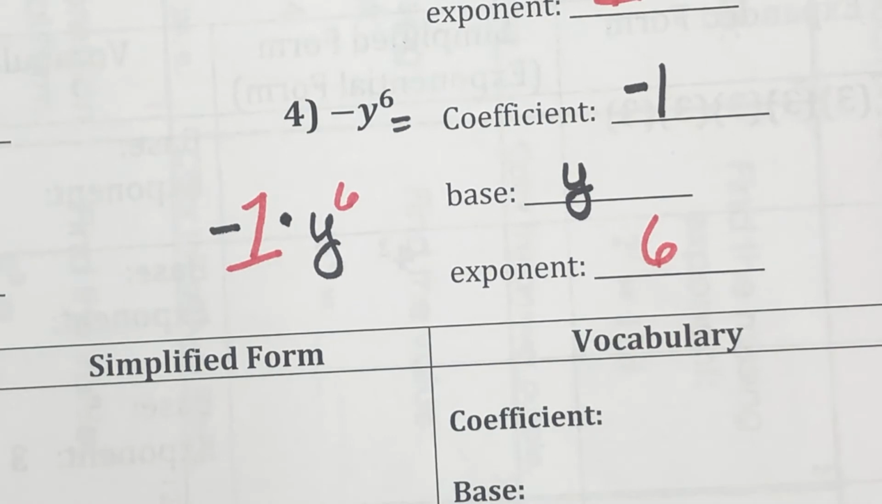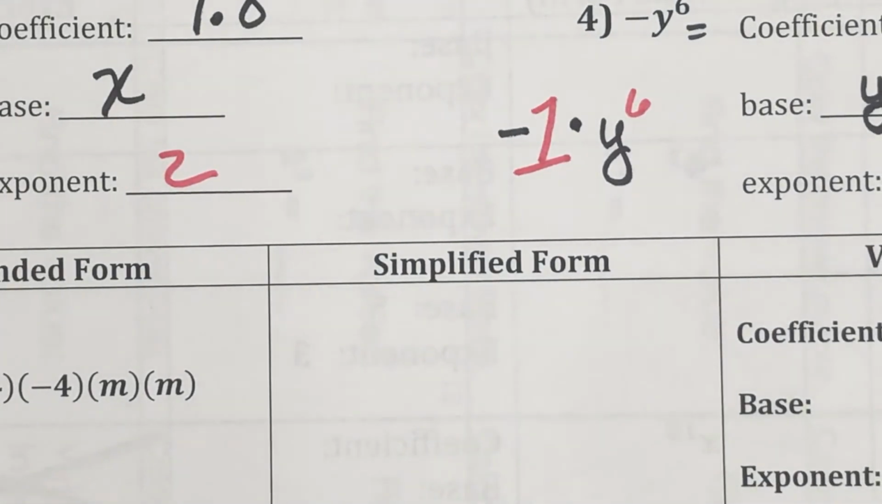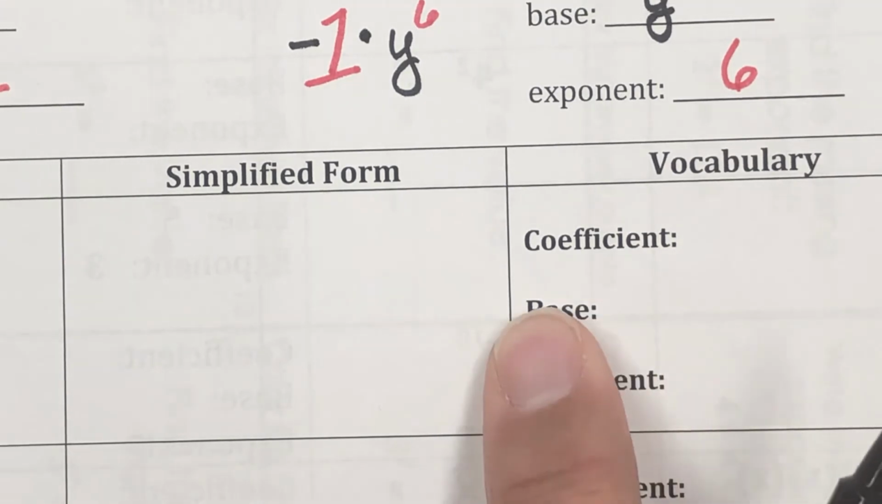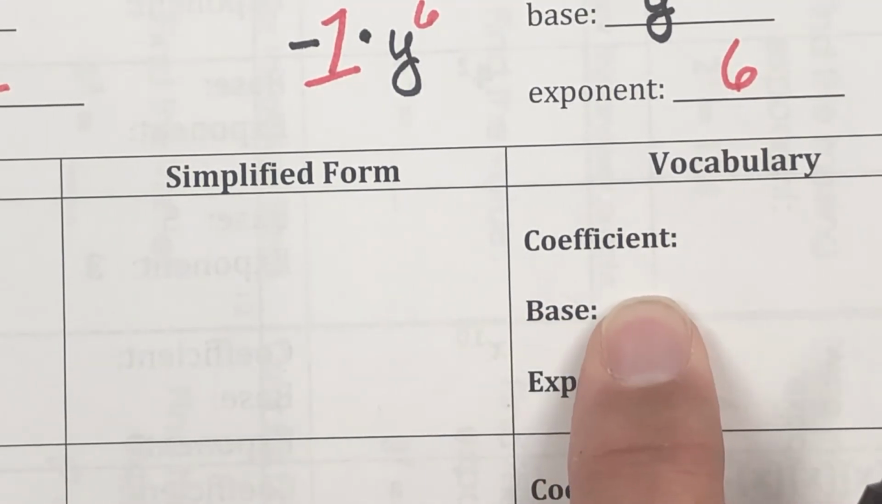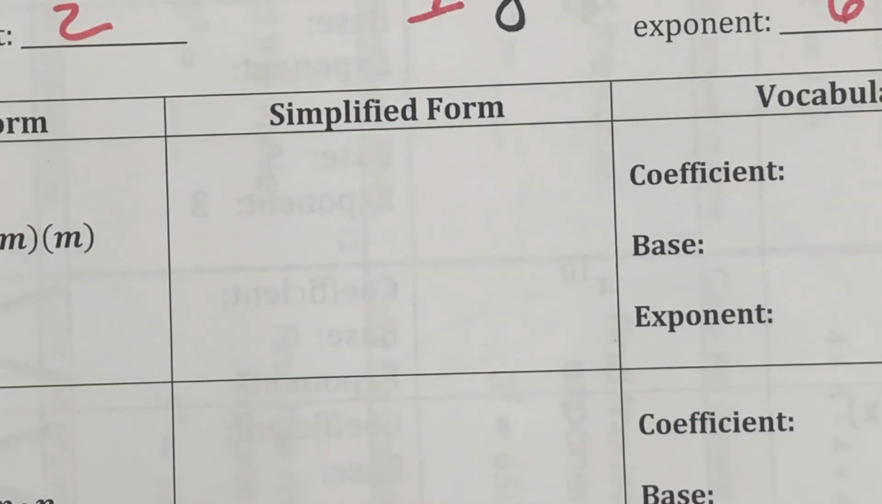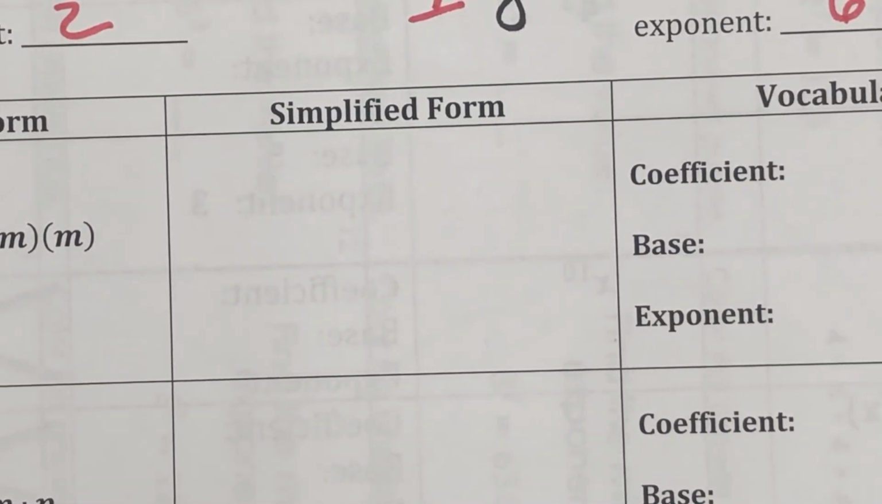So for the rest of the problems, I'd like you to try them. I'd like you to write the simplified form and then using the vocabulary, coefficient, base, and exponent. We learned base and exponent. The only new word is coefficient, and coefficient is the number that you're multiplying times the base. Now, good luck. Turn off the video and do these problems. When you come back, I'll do them with you.